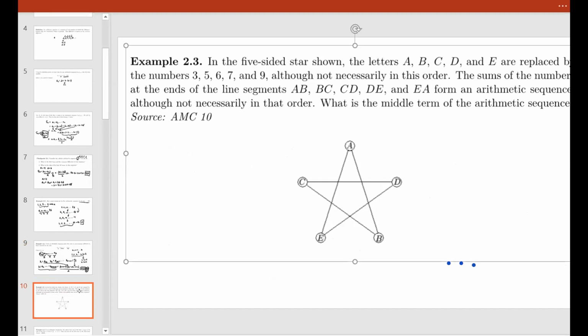So now we have this next example. In the 5-sided star shown, the letters A, B, C, D, and E are replaced by the numbers 3, 5, 6, 7, and 9, although not necessarily in this order. The sums of the numbers at the ends of the line segments AB, BC, CD, DE, and EA form an arithmetic sequence, although not necessarily in that order. What is the middle term of the arithmetic sequence?